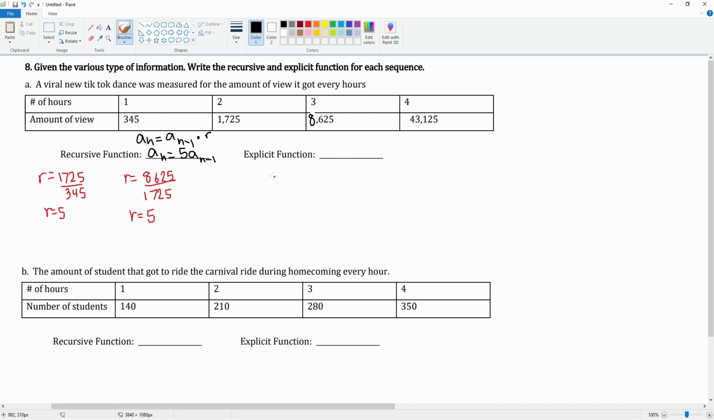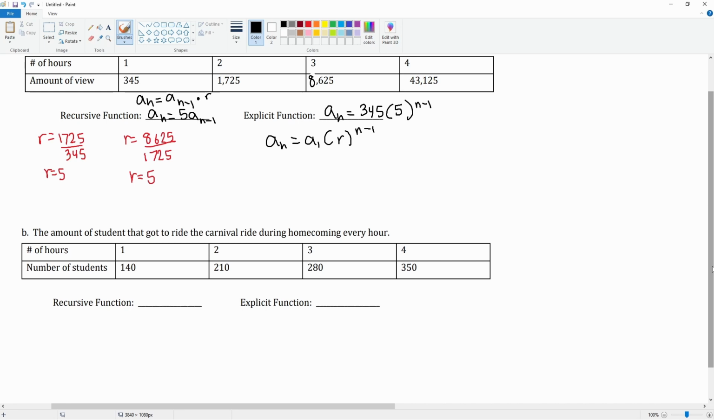The explicit would be a_n is equal to a_1 times r to the power n minus 1. So here, our first term is 345. a_n is equal to 345 times 5 to the power of n minus 1. So there you go. Make sure you fix your numbers, making sure that's the correct sequence. Okay, sorry about that. For B, let me double check here. Okay, yes, those numbers do look right.